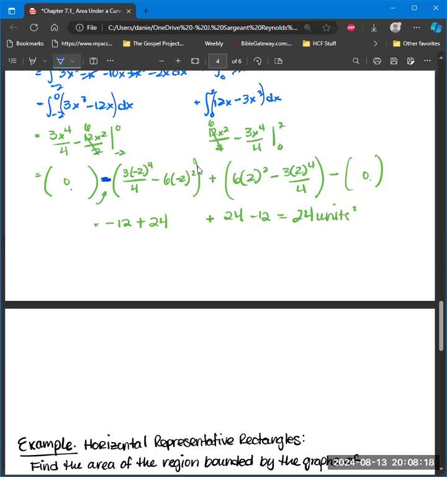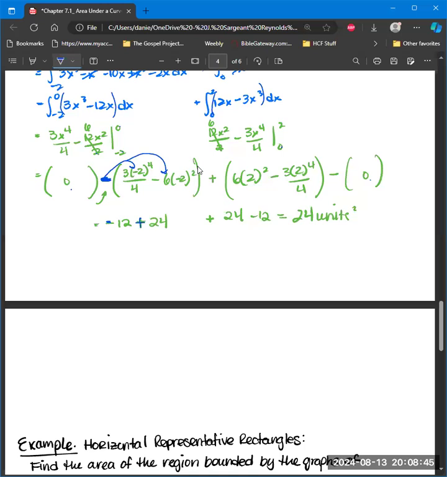And -2 to the fourth is 16. 16 divided by 4 is 4. 4 times 3 is 12, but I have a negative on the outside, so that's going to be a -12. Then -2 squared is 4 times -6 is a -24, but when I distribute that negative, that makes this a positive 24.